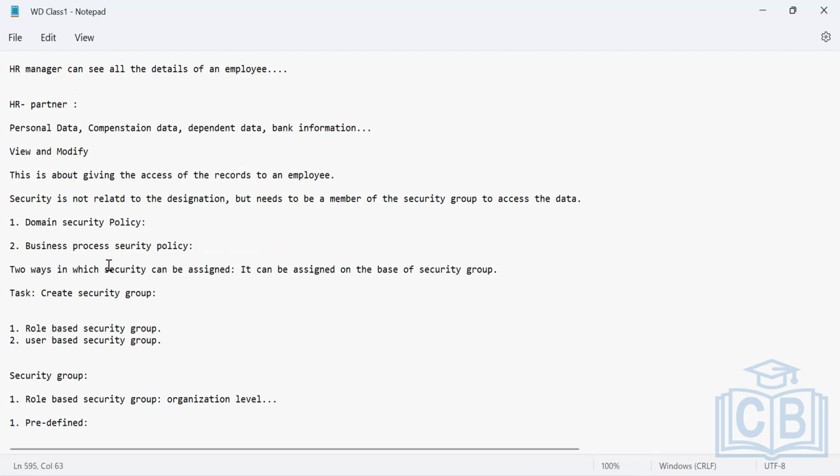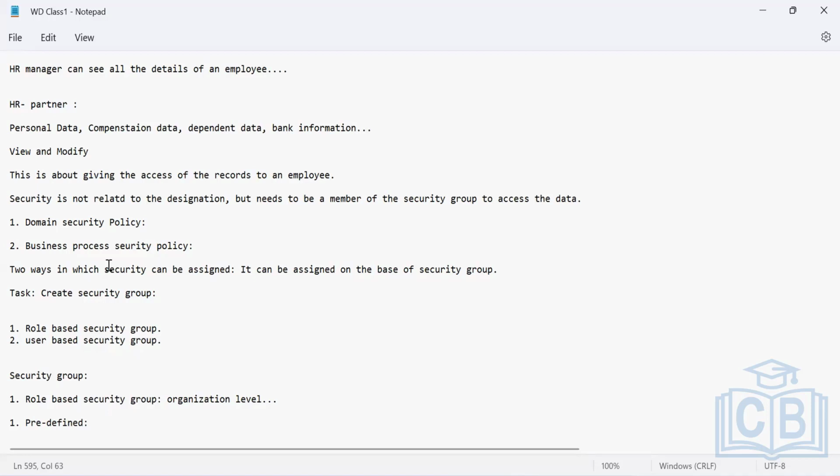So there are two major ways in which your security can be assigned. Again, as I stated, security can be assigned through security groups only. In Workday, there is a typical way. You can't assign a permission to an employee. You have to give the permission to a security group only. I'm specifying this because you cannot forget it. This is a thumb rule of security: I cannot give a permission directly to a user. I will have to give the permission to a security group only.